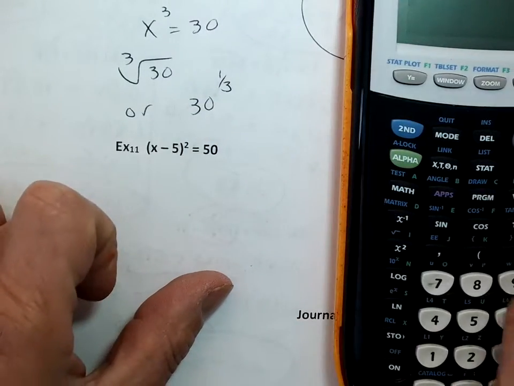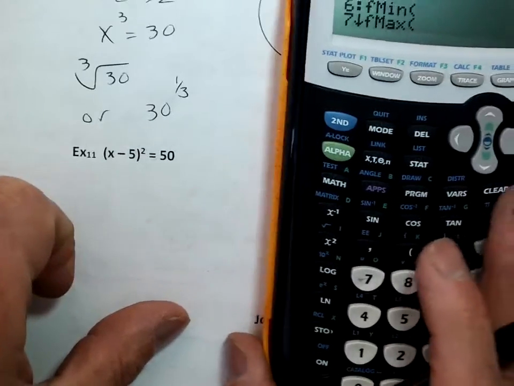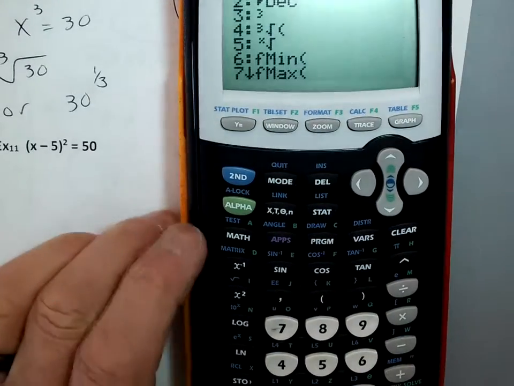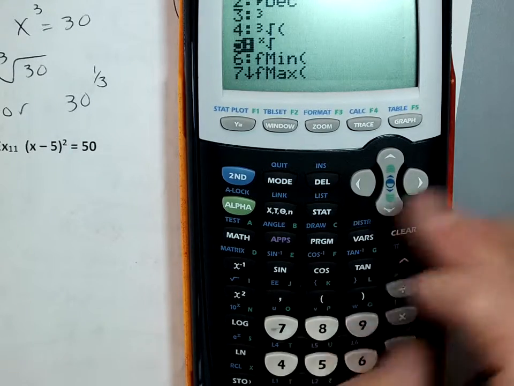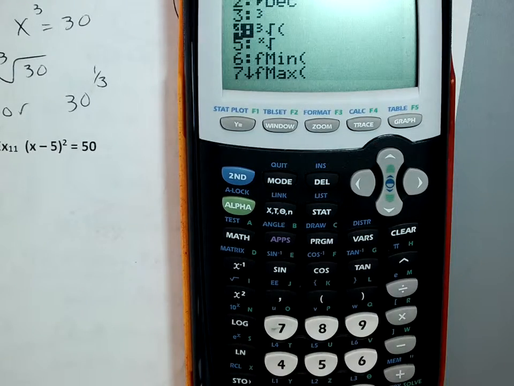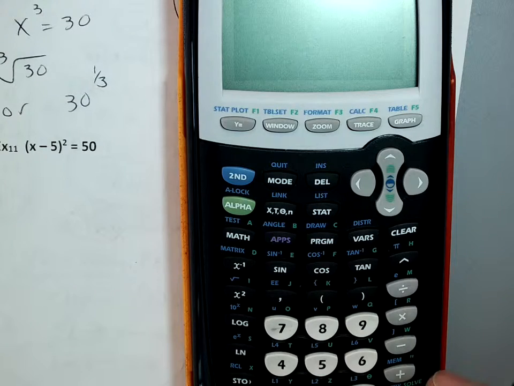Now I will show you where the cube root button is, because it's in your math. If you go to your math button, let me get this so you can see it. Go to your math button, and there it is. You see the cube root right down there? Cube root, right? So your calculator will do cube root of 30.